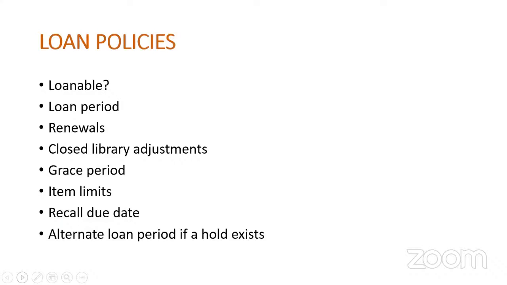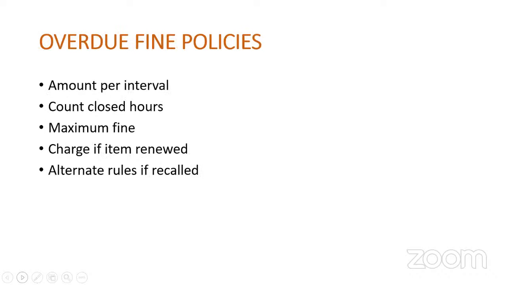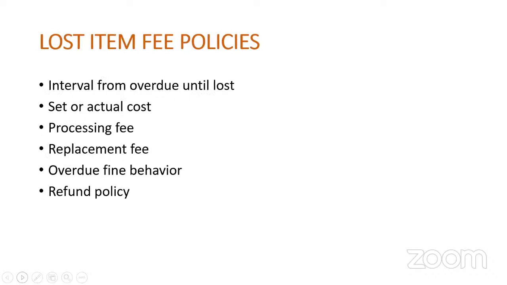So I'm not going to give much detail at all about these, but loan policies have to do with loan periods and other characteristics of a loan, including possible alternate loan periods, for instance, if an item is recalled. Overdue fines are pretty self-explanatory. Lost item fee policies come in if an item is lost, and you can set an interval so that it is automatically applied if an item is a certain amount of time overdue.